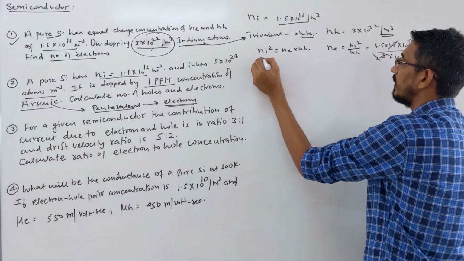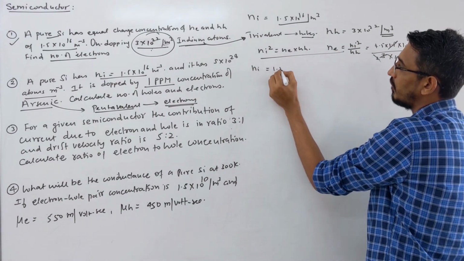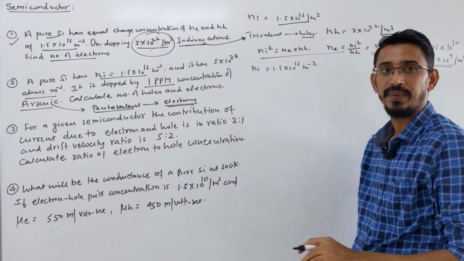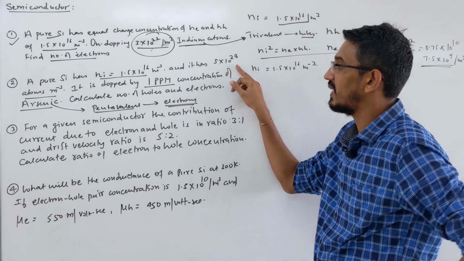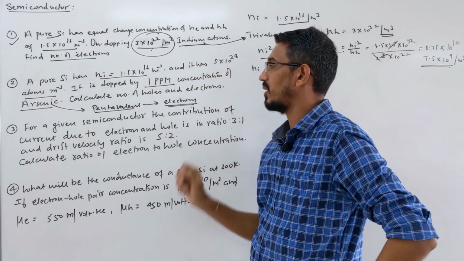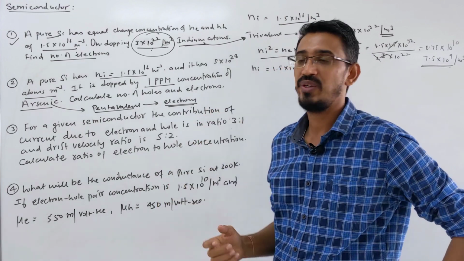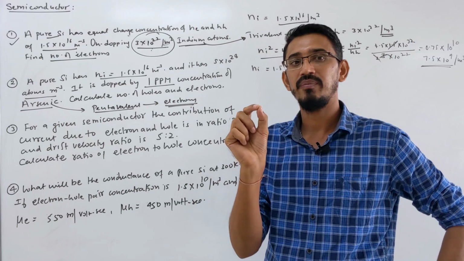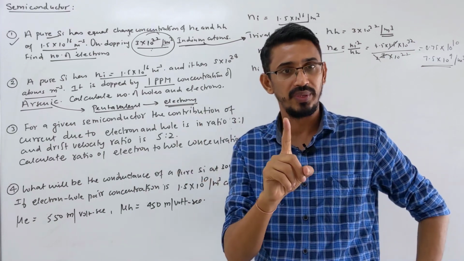Ni is given to you. How much? Ni is 1.5 into 10 power 16 per meter cube. The total number of silicon atoms per meter cube is 5 into 10 power 28. And how many arsenic atoms are we doping? 1 part per million. For every million silicon atoms, we are doping 1 impurity.